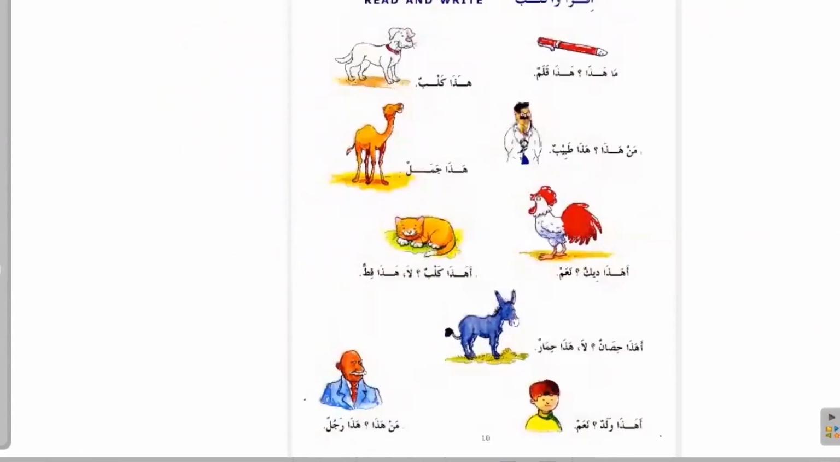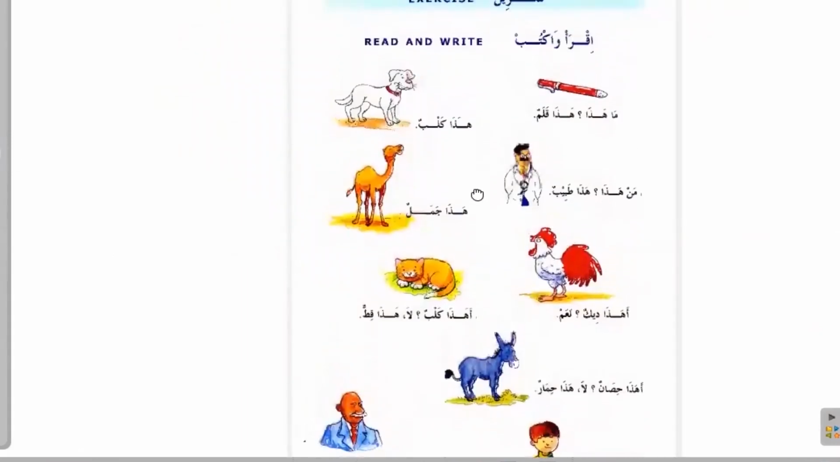So we have here an assignment. As you can see, the exercise, tamrin. This is for the students. Again, read and write, iqra waktub. We are going to read here, haza kalamun, then you translate it into your language. For example, if it is English, you write, what is this? Haza kalamun. This is a pen. So you read from here and then you write in your language. Hope that is clear.